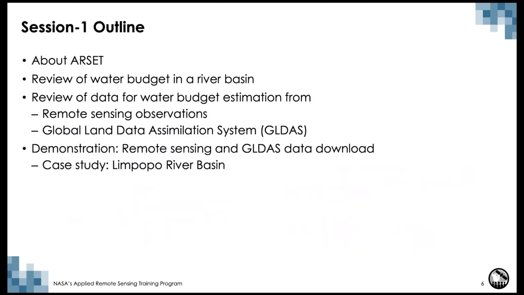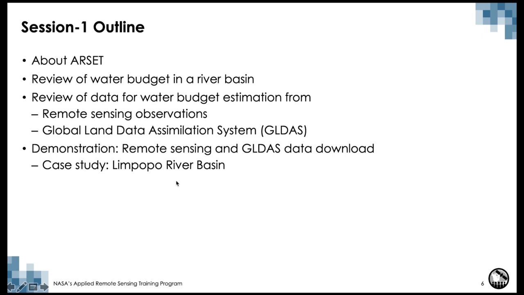With that, we will start with today's session. We'll start with a brief introduction of ARSET for those of you who are new. Then we will have a review of water budget in a river basin. And then the review of data for water budget estimation from remote sensing observations and Global Land Data Assimilation System, or GLDAS. Then finally, we will have demonstrations. We'll show the remote sensing and GLDAS data download procedure, and we will focus on a case study.